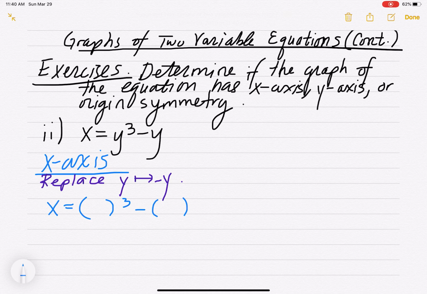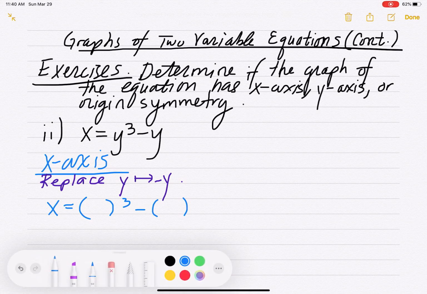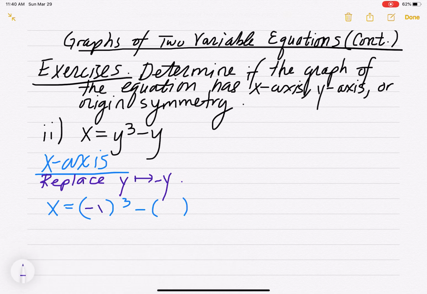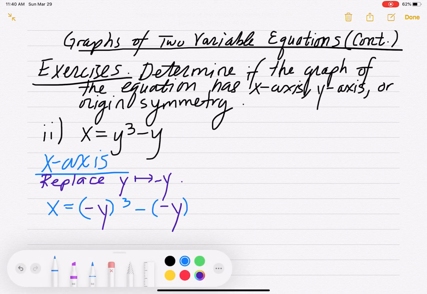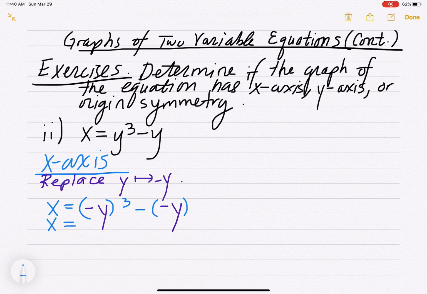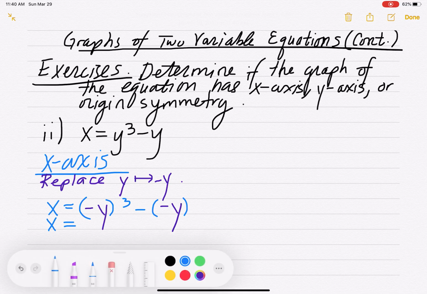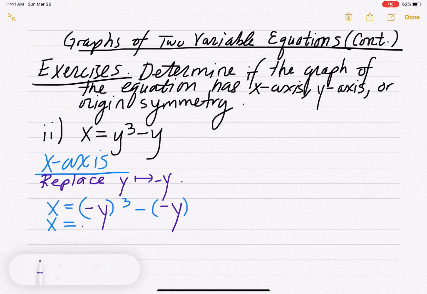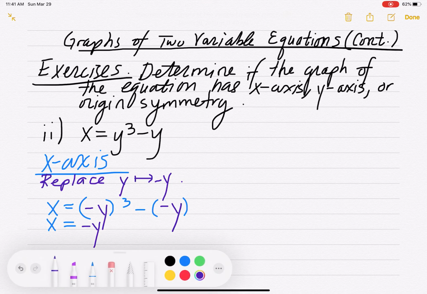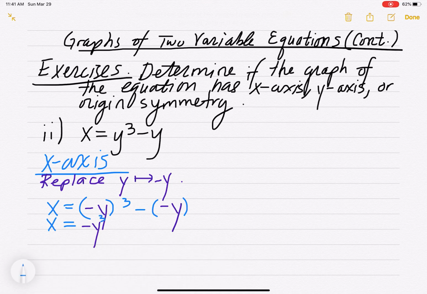So we're replacing the y's with negative y's. In place of the first blank, I'm going to put a minus y. And in place of the second blank, I'm going to put a minus y. I'm going to simplify this. So I got x equals, and here we have an odd power outside of that parenthesis, so we're allowed to extract the negative. We can have a minus y cubed. We basically pull the negative out of the parentheses. And the double negative here is going to make a plus y. So we got x is equal to minus y cubed plus y.